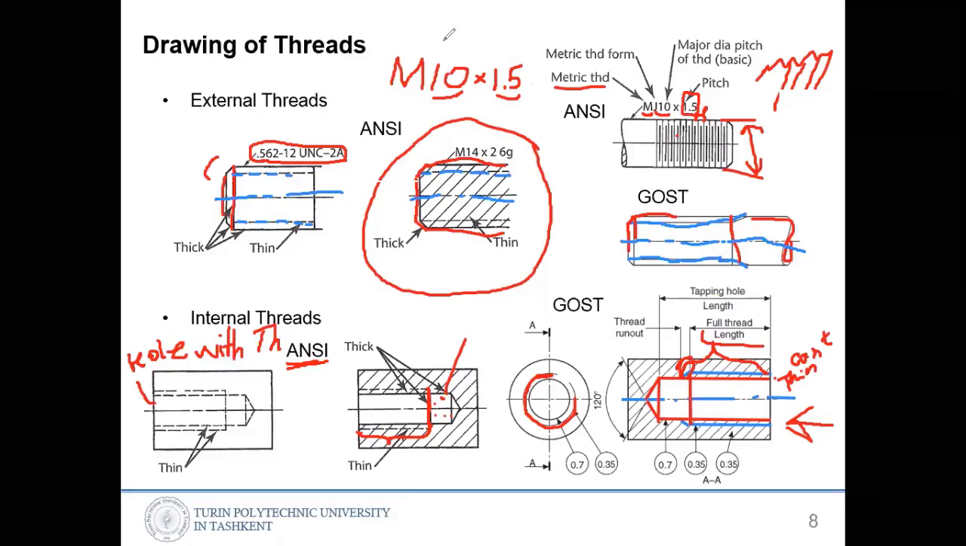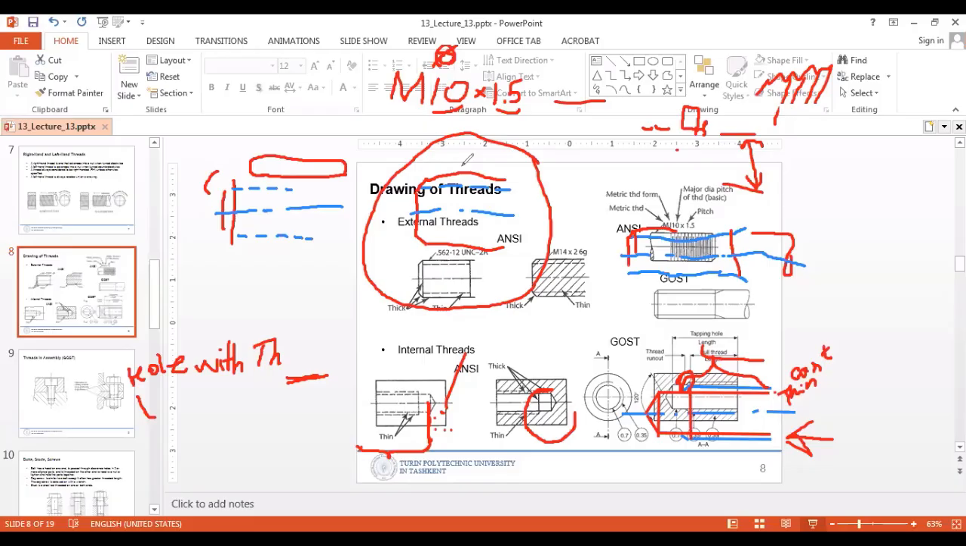So this is a diameter. I will put the diameter sign, but you never draw the diameter sign in these designations. Instead of this, you need to write the M character here.